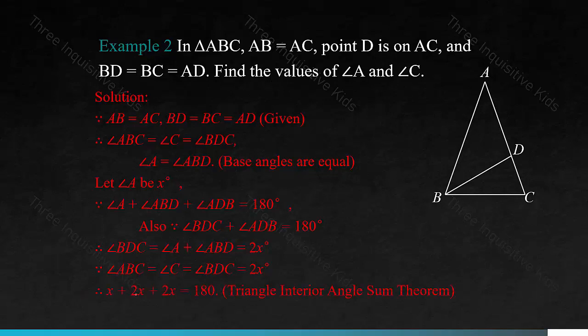So then x plus 2x plus 2x equals 180 degrees, using the interior angle sum theorem. And we can find that x equals 36, which means that angle A equals 36 degrees, angle C equals 72 degrees. Remember, in this case, your answer would not be x equals 36.